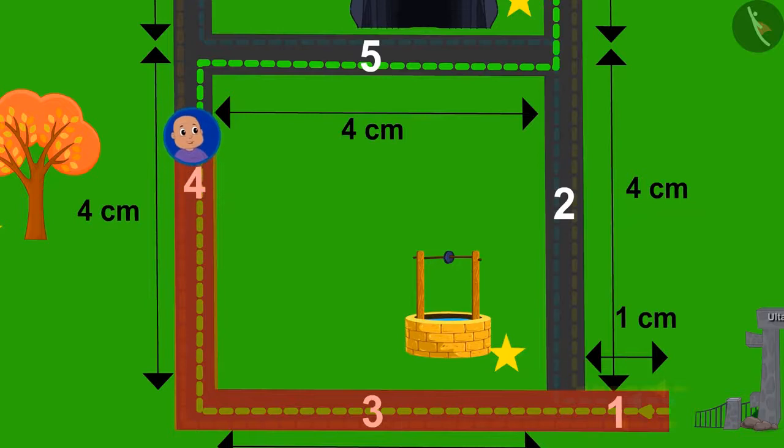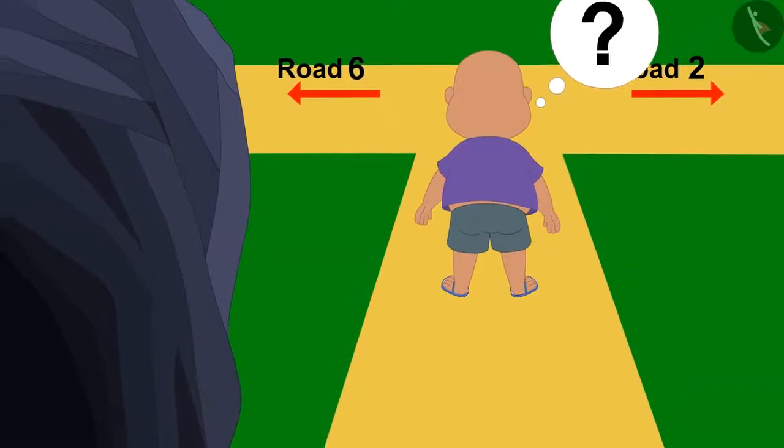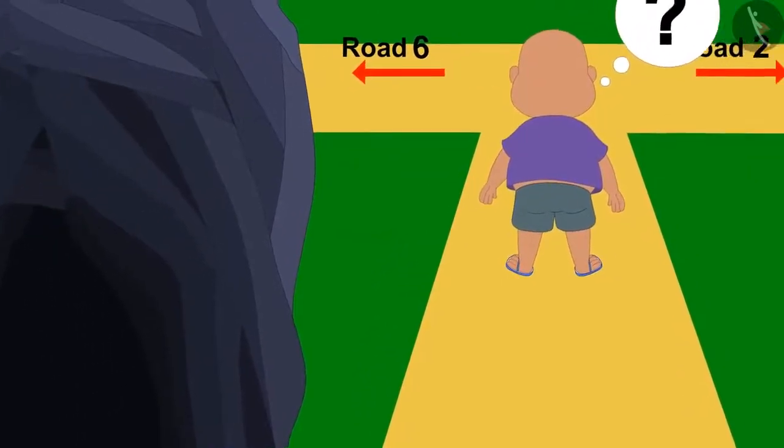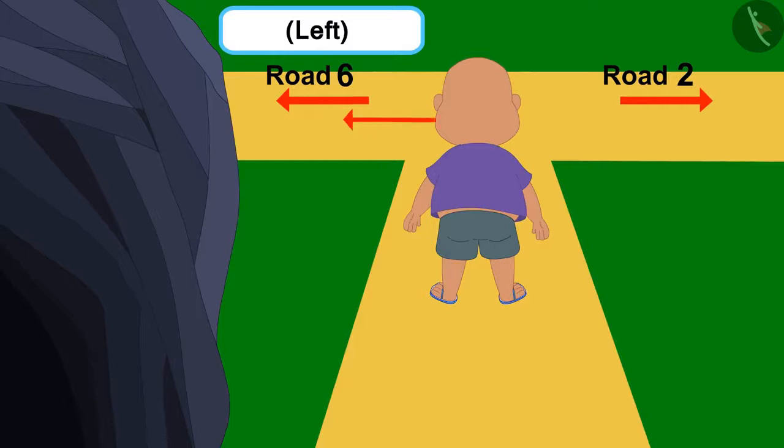Bablu crossed road number 4 in fear and also walked on road number 5 and has come to an end of it. Now Bablu is thinking which way he has to turn. Can you tell us which direction Bablu has to turn from the unique cave to road number 6? Absolutely right. Towards left.